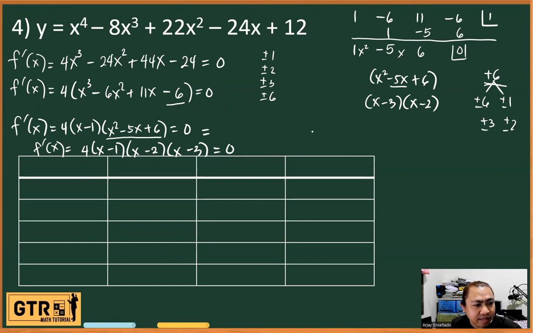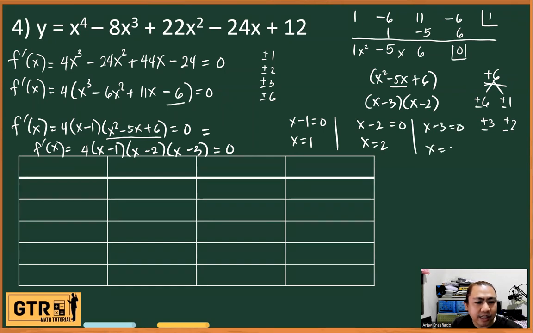So pwede nang i-mental yan, di ba? X minus 1 equals 0. So therefore, x equals 1. X minus 2 equals 0. So we have x equals 2. And then x minus 3 equals 0. X equals 3. So therefore, ang intervals natin, i-start tayo sa pinaka mababang number.